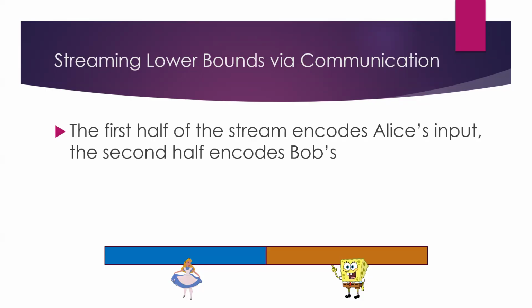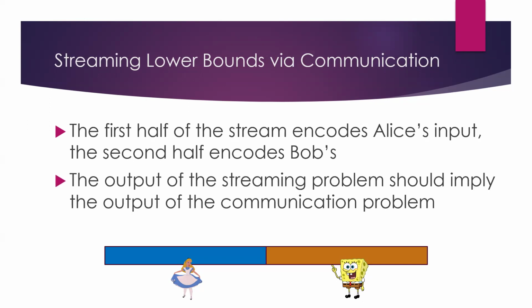I will take my stream of n elements for the streaming problem, and I would partition it between the two communication players, between Alice and Bob. So for example, the first half of the stream might be some encoding of Alice's input, and the second half of the stream would be some encoding of Bob's input. And we would do it in such a way that if we construct this stream with the first half constructed by Alice and the second half constructed by Bob and run the streaming algorithm on it, then we want the answer returned by the streaming algorithm to imply the answer to the communication problem. So we want the result for the problem that the streaming algorithm is solving to imply what should have been the answer to the communication problem for this type of reduction to work.